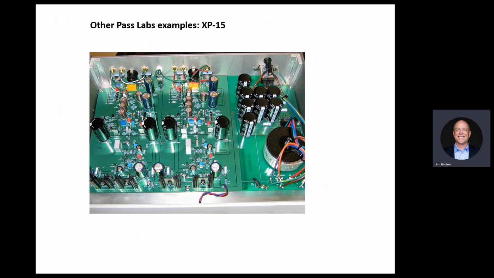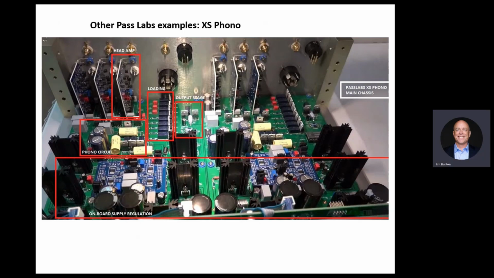This is XP15. No time to go over it, but essentially it's a discrete implementation. So-so on parts quality. The supply is on the same board as the main unit. So there are compromises, and this is what, $4,000, something like that. This is the top of the line, $45,000.